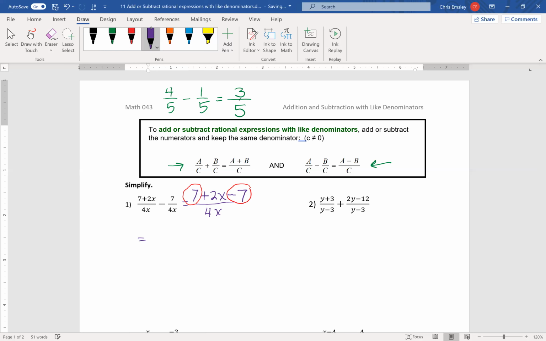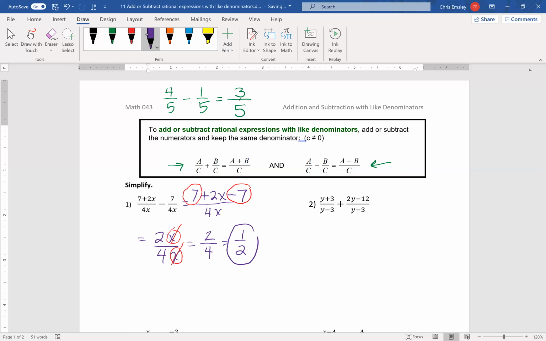That means we have now 2x over 4x, but we're not done. We should simplify that rational expression, canceling any common terms. So since there is an x on the top and an x on the bottom, they cancel each other because they are both factors. So now we're down to just 2 over 4, which is a fraction that can be reduced. We can divide the numerator and denominator both by 2. So our final answer here would be 1/2.